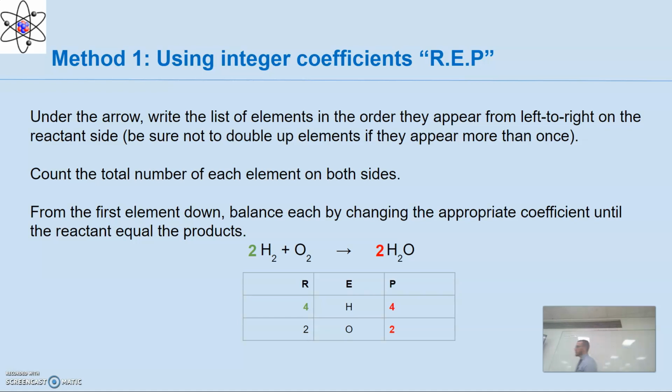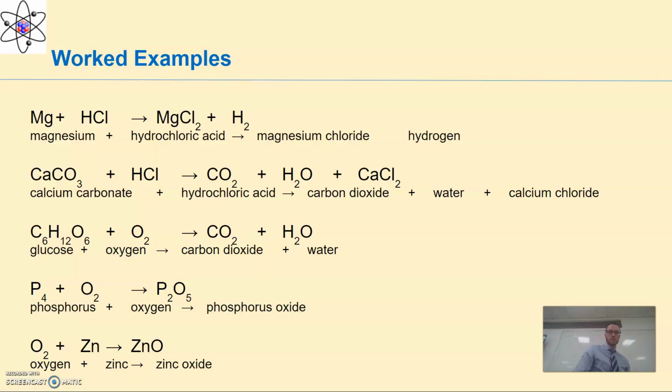So I do a check. 2 lots of 2 gives me 4, plus 2 lots of 2 gives me 4 this side. 2 lots of 2 is 4 on this side. 1 lot of 2 gives me 2. 2 lots of 1 gives me 2. Our reaction is balanced. Right, let's have a look at a few of these examples. I won't go through them all. Magnesium plus hydrochloric acid goes to give magnesium chloride plus hydrogen.